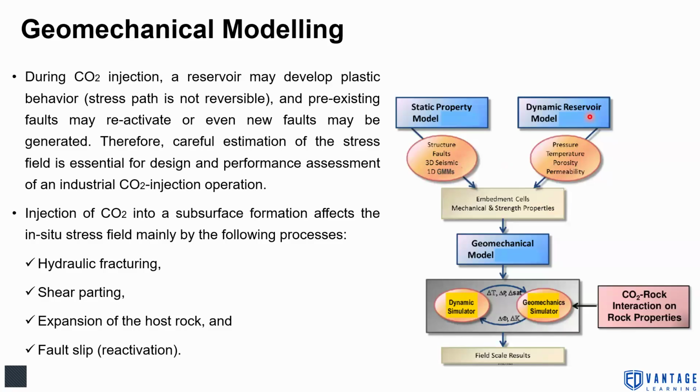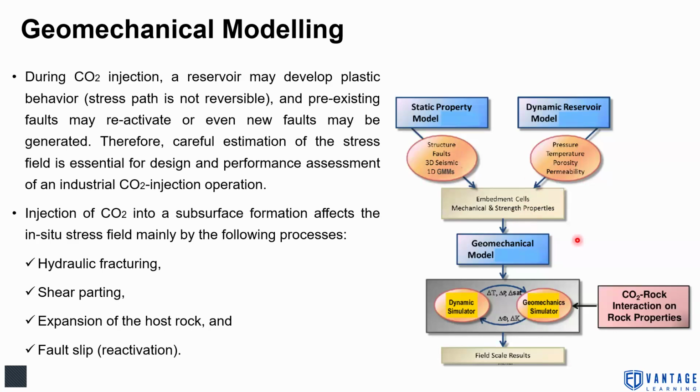And from the dynamic model, we get pressure, temperature, porosity, and permeability. Of course, these both are static parameters, but for history matching, we keep changing them with multipliers. And we get the mechanical and strength properties by coupling the static property and dynamic property reservoir models. That will give us a geomechanical grid.